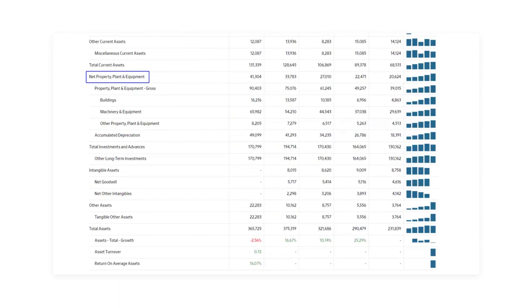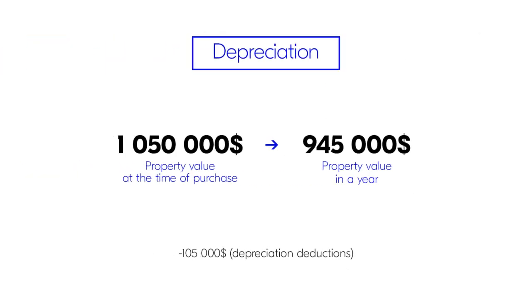assets. Net property, plant and equipment is the net worth of fixed assets, that is, all the buildings, land, furniture and other physical capital that the company acquired to conduct business. The term net means that accumulated depreciation expenses are deducted from the value of fixed assets. For example, suppose a company buys a building worth $1 million, along with furniture for $50,000. Their net fixed assets at the time of purchase are $1,050,000.